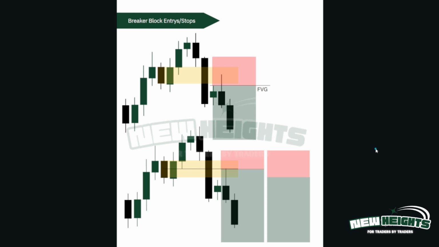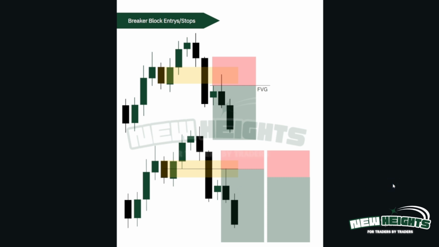And then how would I look to enter off of a breaker? I'm going to look for any fair value gaps that overlap after creating this market structure shift or CISD. That's honestly my favorite entry model off of breakers, just overlapping with fair value gaps. Or you can look to set your entry at the very beginning of the breaker or the median of the breaker, just kind of how you would with an order block as well.